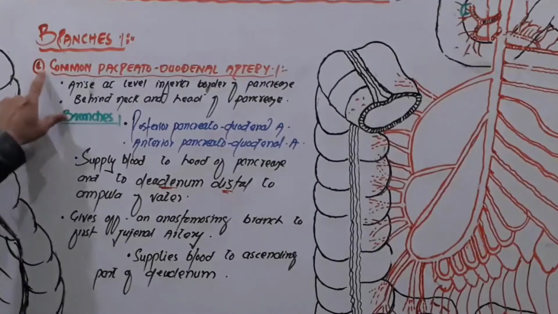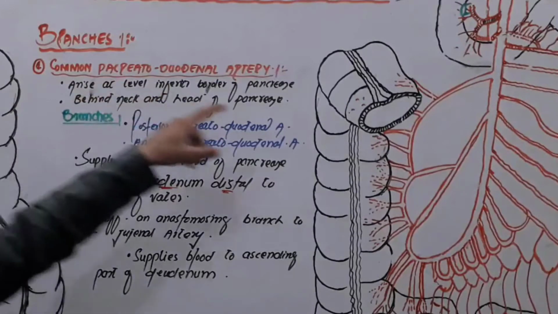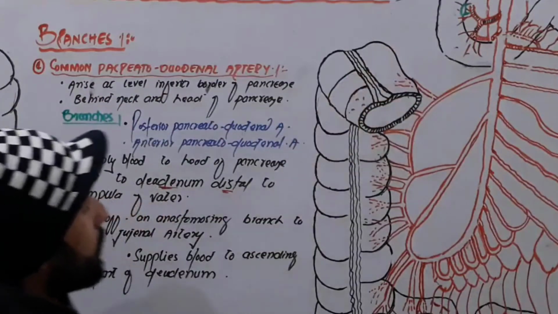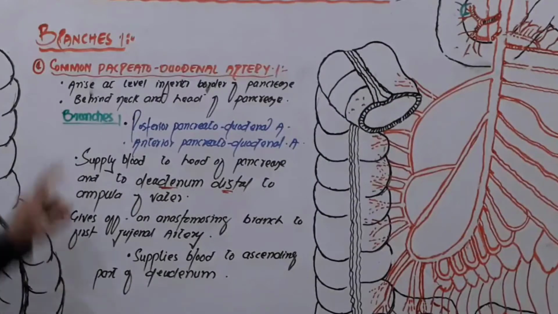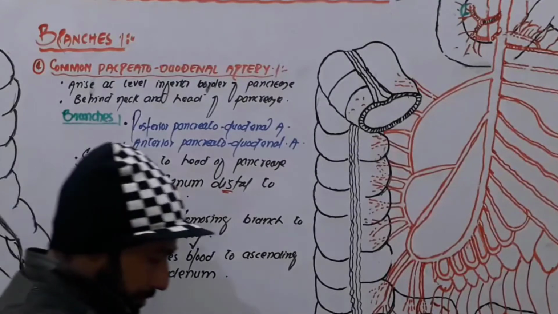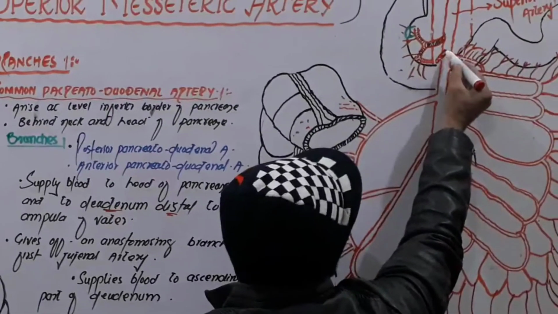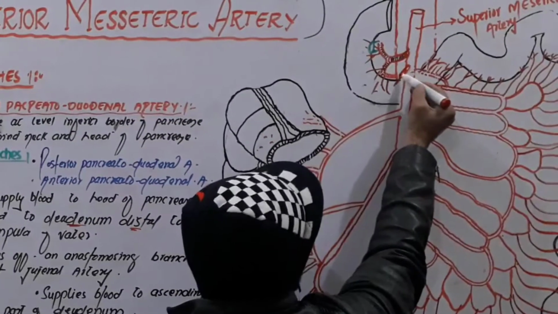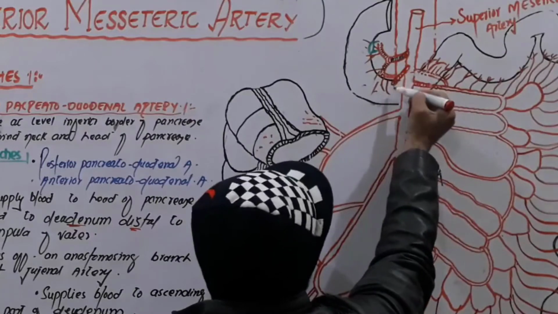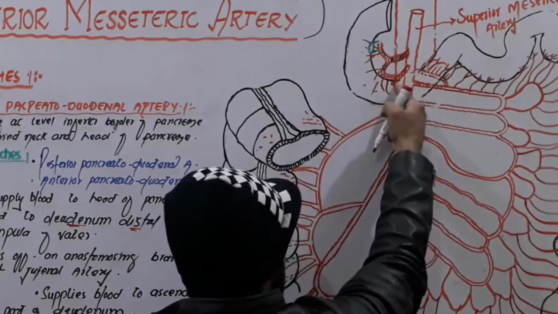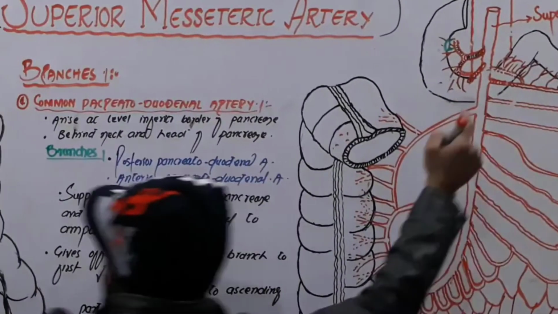So this was the first branch which is given by this superior mesenteric artery, which is called the common pancreato-duodenal artery. Clear, friends? Next, the next branch you can see here, this one. This branch is called our middle colic artery, and this branch will be discussed here.